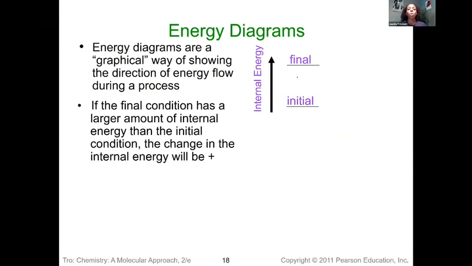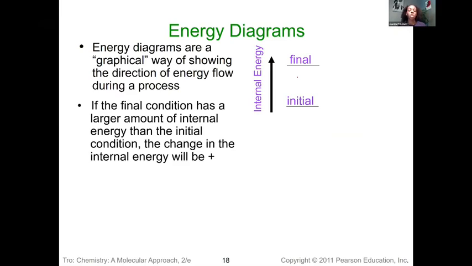Throughout this course, we're going to want to develop what are called energy diagrams. Energy diagrams are a graphical way of showing the direction of the energy flow. Is my energy leaving my system, or is it coming into the system? And the way that we draw them is indicative of such.